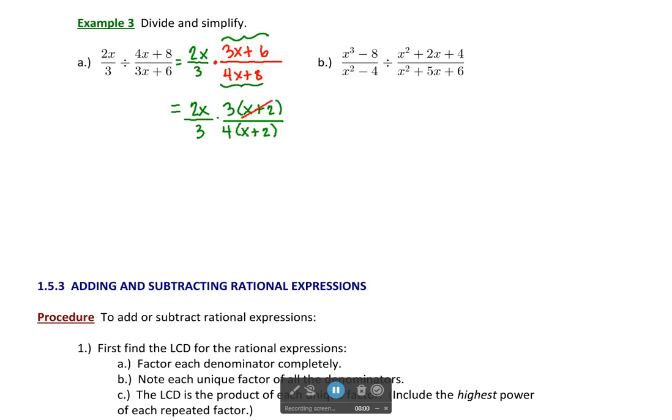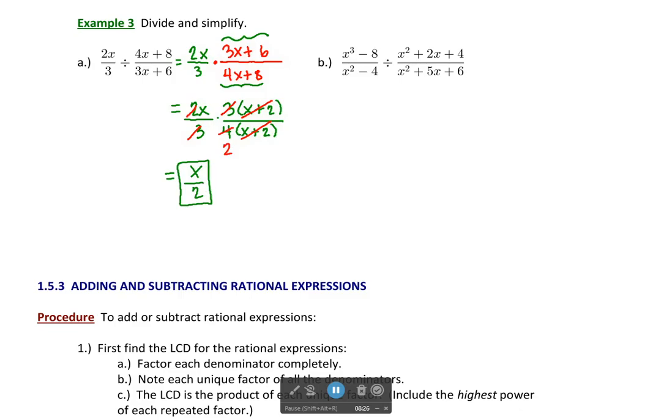So clearly, we can divide out the x plus 2's, and then notice we have a 3 in the denominator here, a 3 in the numerator here, and there's one more common factor, and that's 2. 2 divided by 2 is 1, and 4 divided by 2 is 2. So this big problem reduces all the way down to x over 2. That looks much better than what we started with.